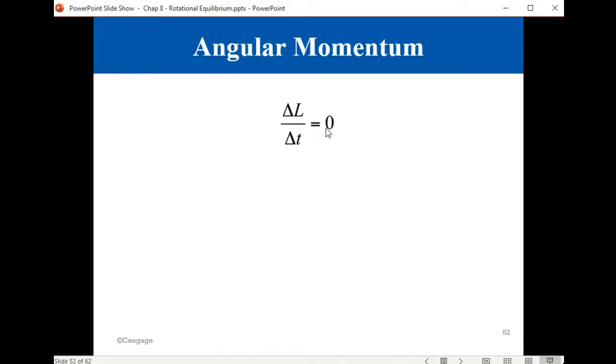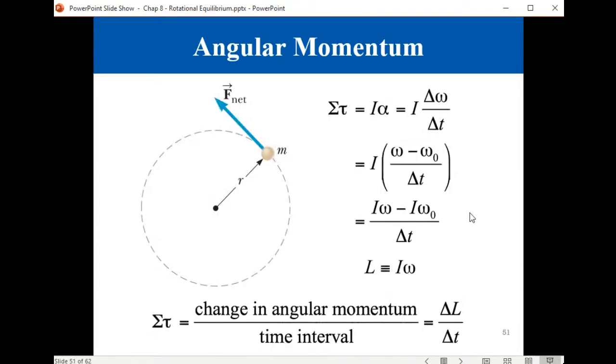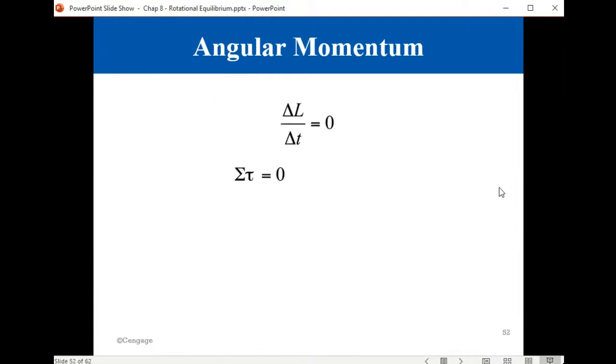So wherever delta L by delta t is 0, the angular momentum is conserved. The angular momentum is conserved and the net external torque is 0. That is the condition to have the angular momentum conserved. Okay? When delta L by delta t is 0, then the net external torque is 0. This means L initial is equal to L final. The initial angular momentum for the system is equal to the final angular momentum for the system.